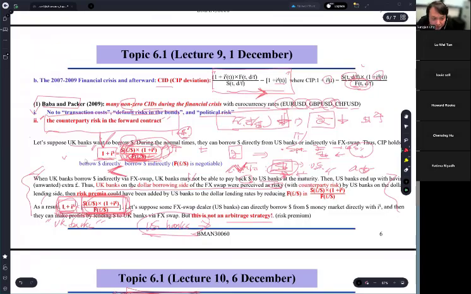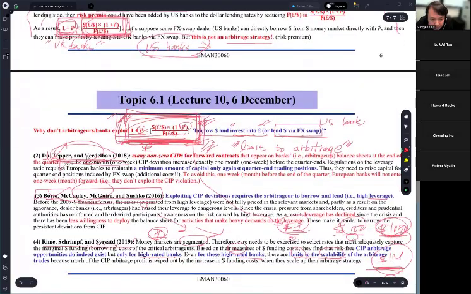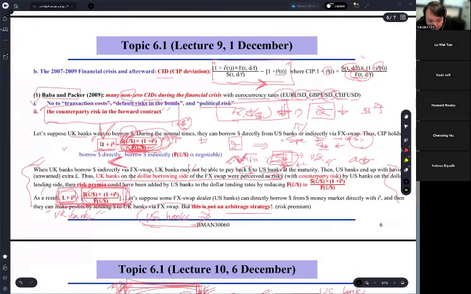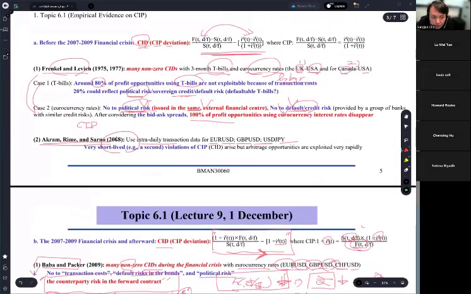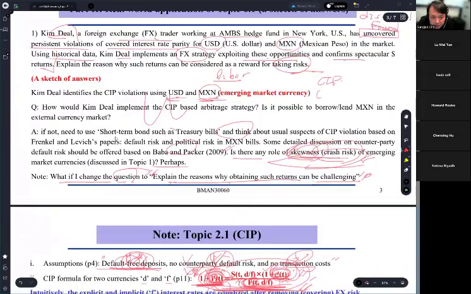Also, you have to mention perhaps regulation risk, perhaps pressure from all over the place, and perhaps this one, you have to use more realistic borrowing costs to implement this kind of thing. Because of all of these reasons, exploiting CIP violations for dollar and Mexican peso would be really difficult, right? That is the answer for these questions.